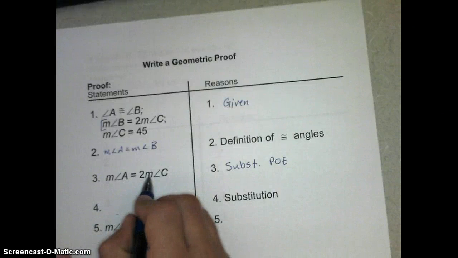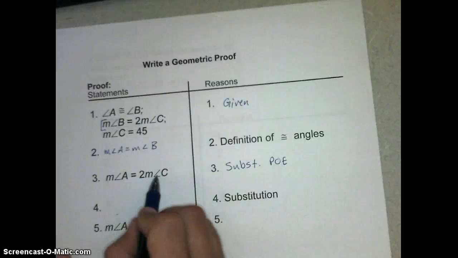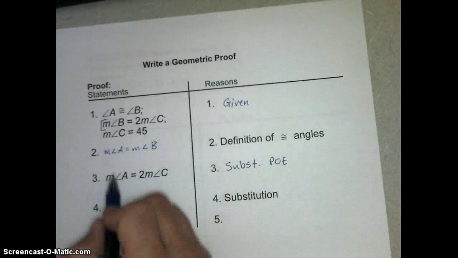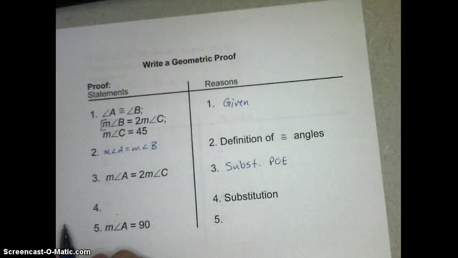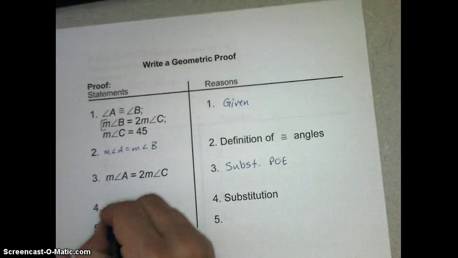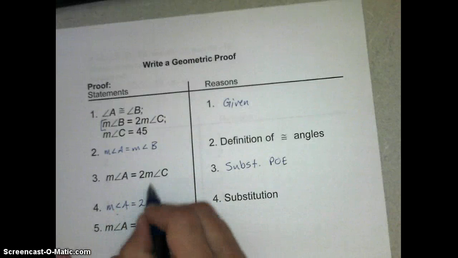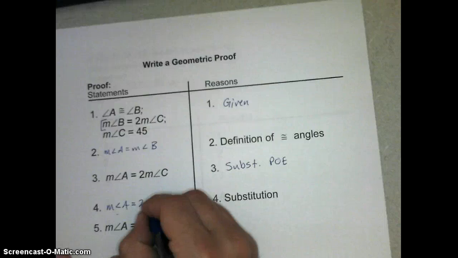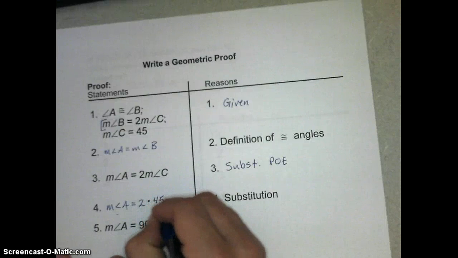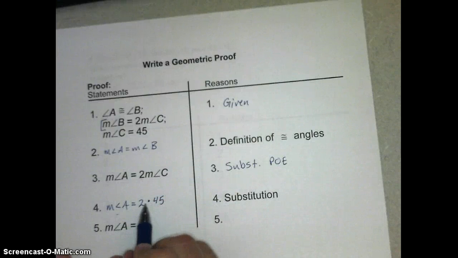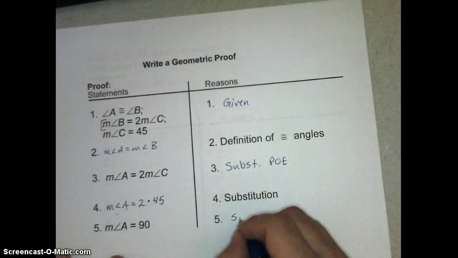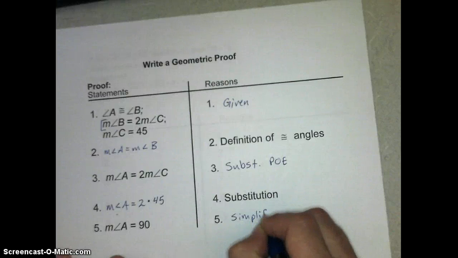Well, let's look at what we have. We know that the measure of angle C is 45. The measure of angle A has been substituted in there, and the last statement talks about the measure of angle A, so I probably start with the measure of angle A equals 2 times, instead of the measure of angle C, we put in what it is equal to, 45. And then all we have to do to get from this statement to this one is to simplify 2 times 45. So our reason is just simplify.